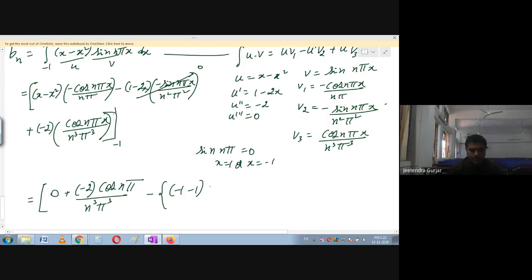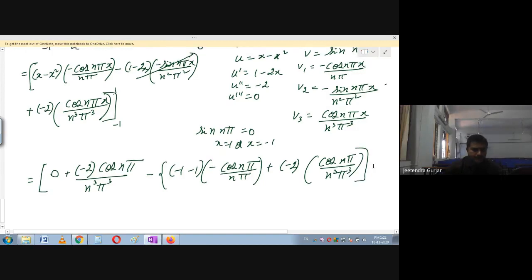Next, substitute again minus cos n pi upon n pi, where x is minus 1. Cos of minus n pi x is again cos n pi x, plus cos n pi x, therefore I will keep this as it is. Next, plus minus 2 cos n pi upon n cube pi cube, students. So this is how you have to simplify from 1 to minus 1.